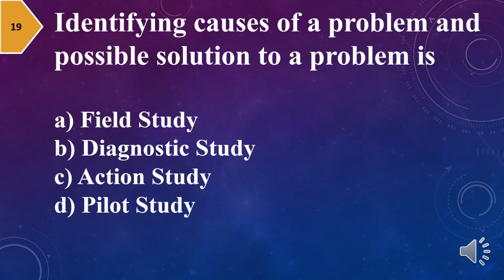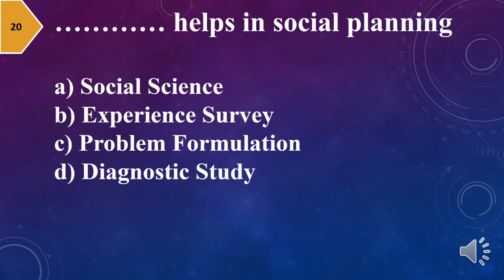Identifying causes of a problem and possible solution to a problem is. Options: field study, diagnostic study, action study, pilot study. So identifying causes of a problem, that is one single problem, and finding a solution for that particular problem, so it is clinical in nature. So diagnostic study is the best answer over here. Dash helps in social planning: social science, experience survey, problem formulation, diagnostic study. So social planning means social science is the correct answer here.